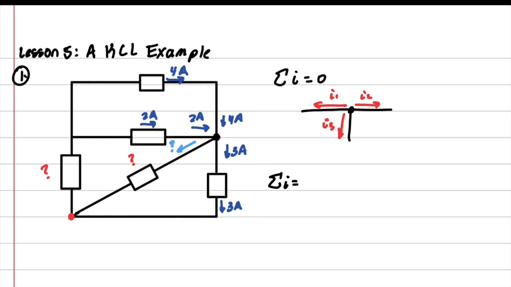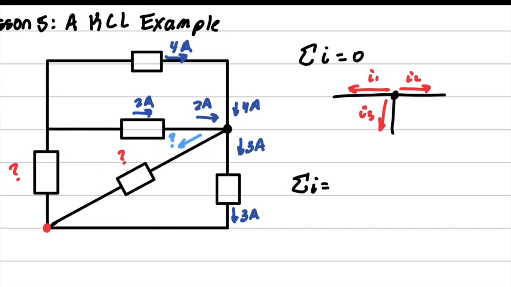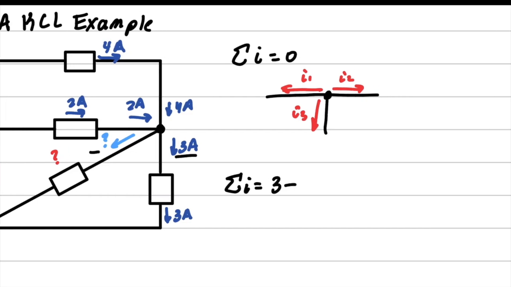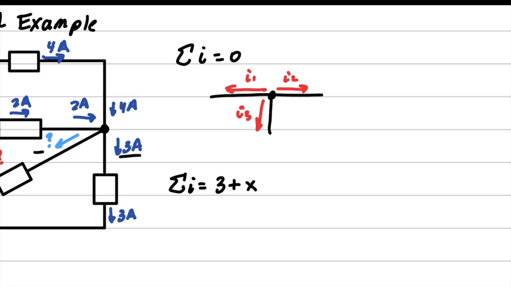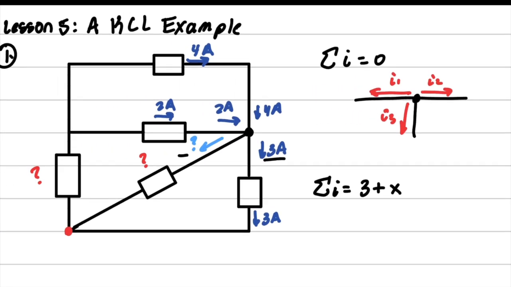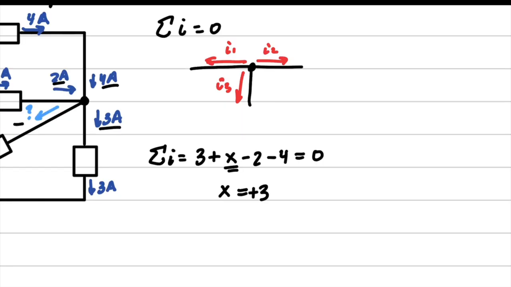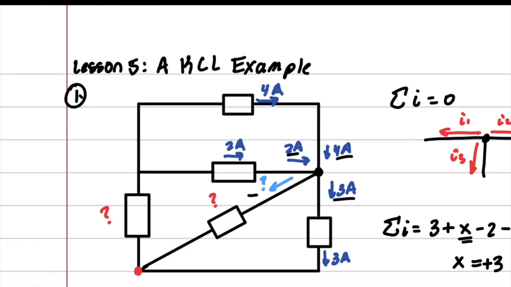Let's see all the ones that are going out. This one is going out, this one's going out, so these guys are positive. We'll do 3 plus, and I'll call that question mark x. Now what is going into the node? Well, 2 and 4. I said that backwards, oops. So -2 minus 4 equals 0. Now let's solve for x, and that's a positive 3. So we know that this guy is going out of the node.